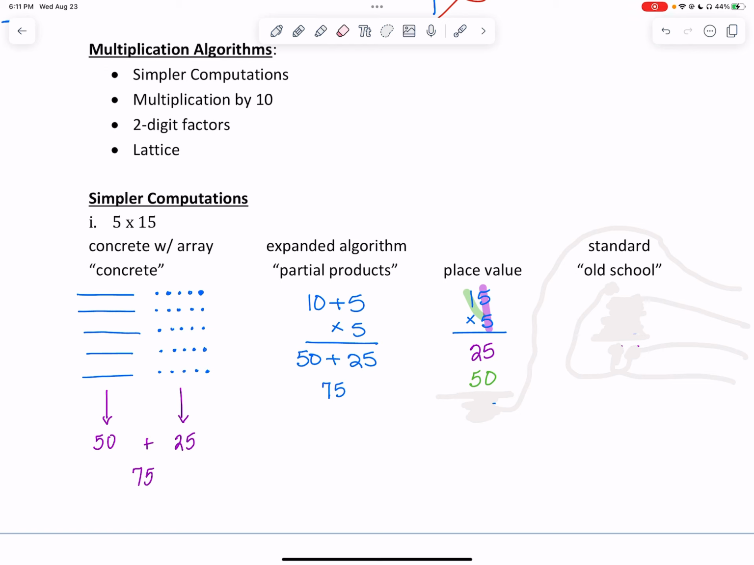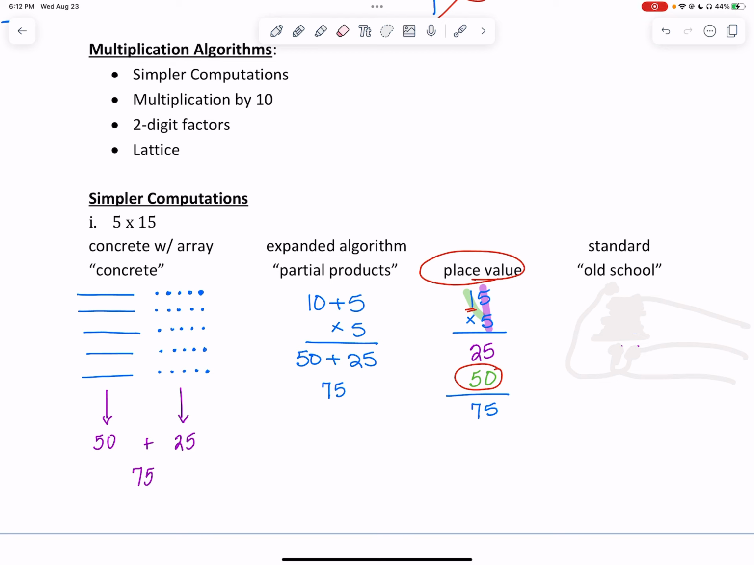Where a lot of students mess up is right there. You can imagine what most students do is they will just put a 5 there. But we don't. It should be 50 because it's not 5 times 1. It's 5 times 10 because of the place value. That 1 is in the tens place, so it's 10. Then we add those together and get 75.